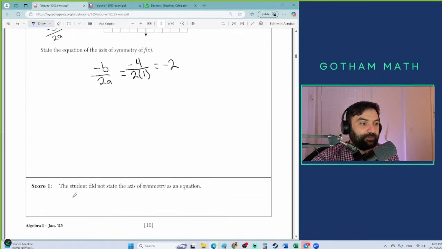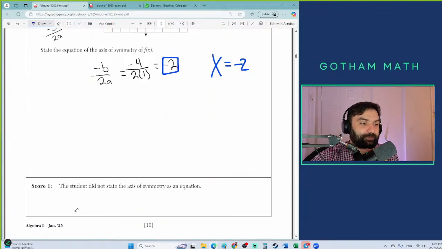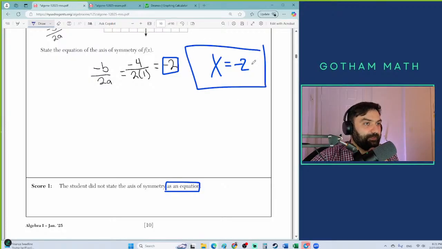1 point. So you see, this student just said -2, but did not say x equals -2, and that's why 1 point has been taken away. The student did not state the axis of symmetry as an equation. You see this? As an equation you have to do it. And this is already the equation.